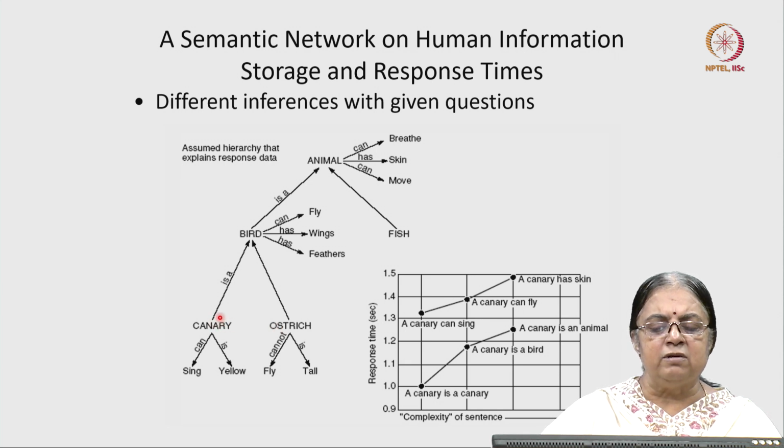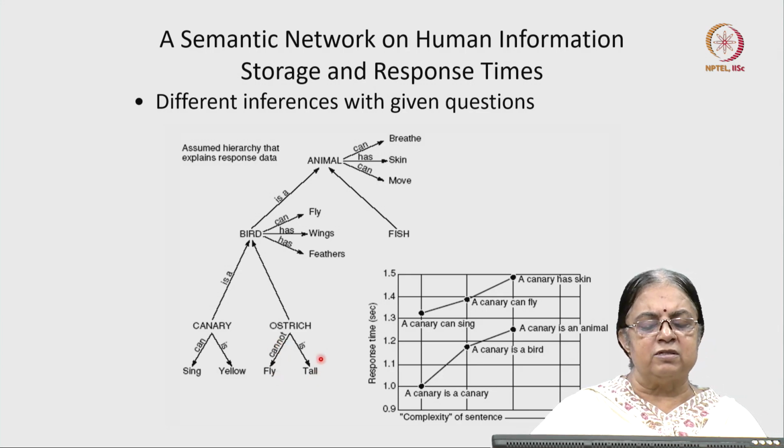If you take canary, it is a bird and it can sing. Obviously, all birds can't sing, but canary can sing and it is yellow. So, you find specific information about the canary here, but if you go up in this hierarchy, you can get other information, that it can fly, it has wings, it has feathers, etc. And ostrich cannot fly. So, this cannot fly overrides the information that since it is a bird it can fly, because it goes for the closest information that it has over here.